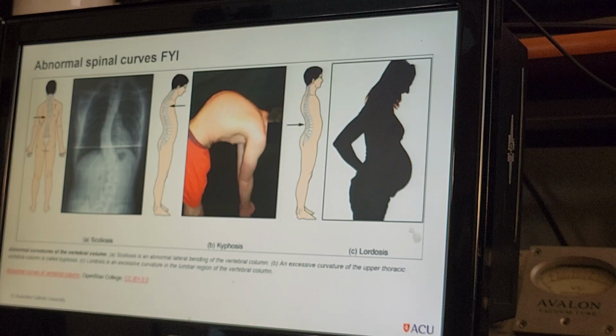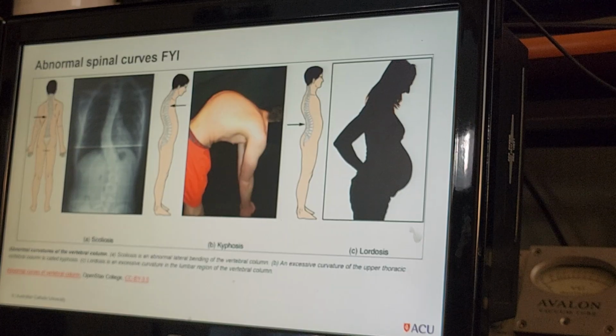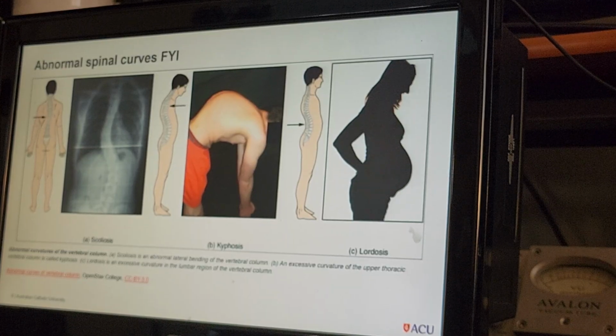So as we can see by the silhouette provided there for C, this can happen temporarily for women who are pregnant in the later stages of pregnancy, with carrying the additional weight of the baby out the front of the body.